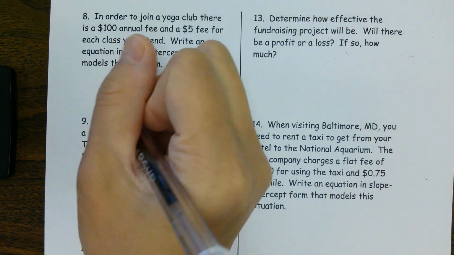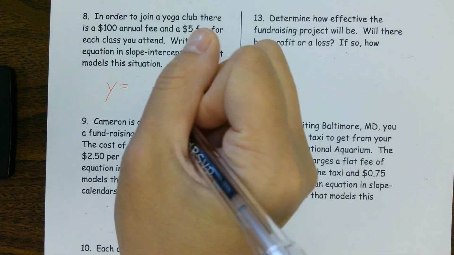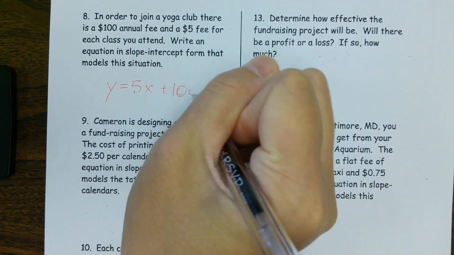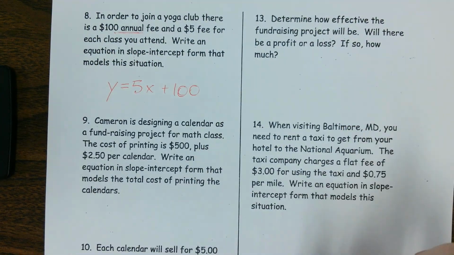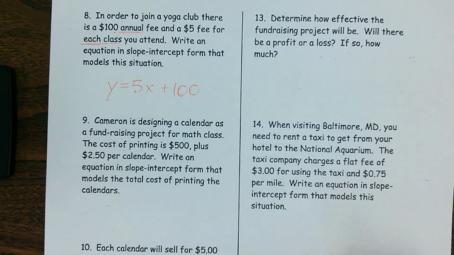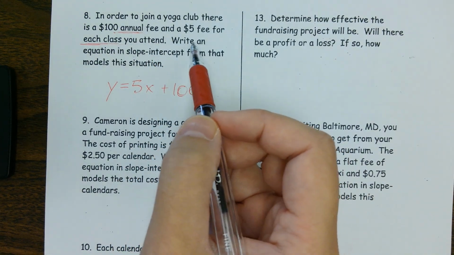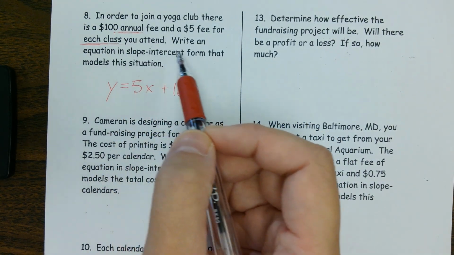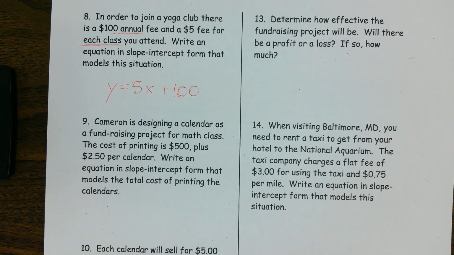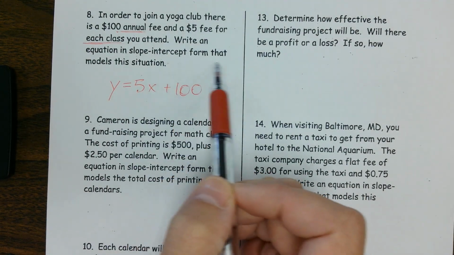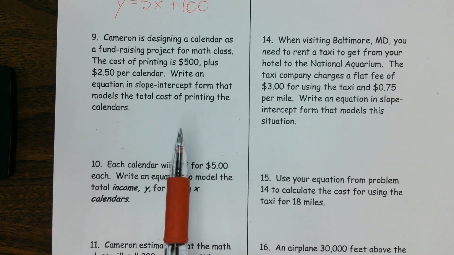Okay, and your equation is y equals 5x plus 100. Good. Okay. So even though this right here is just annual, which means each year, and this also means each class, the question should have said write an equation in slope-intercept form to model this situation for the year. So technically, it should be more specific and say for the year, so that you know this is your flat rate. Okay, number 9.